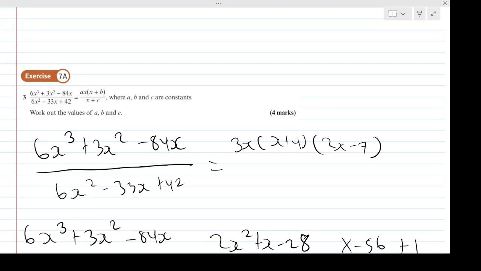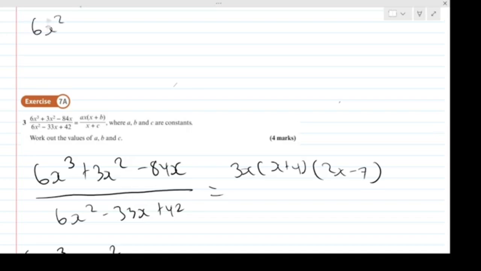So you can get not the nicest quadratics, but the method's the same, right? You want to factorise it as much as you can, even if they are not particularly the nicest. Anyway, so then we can do the same to the denominator, right? Factorise the denominator to spot the factors. Do it up here. 6x squared minus 33x plus 42.